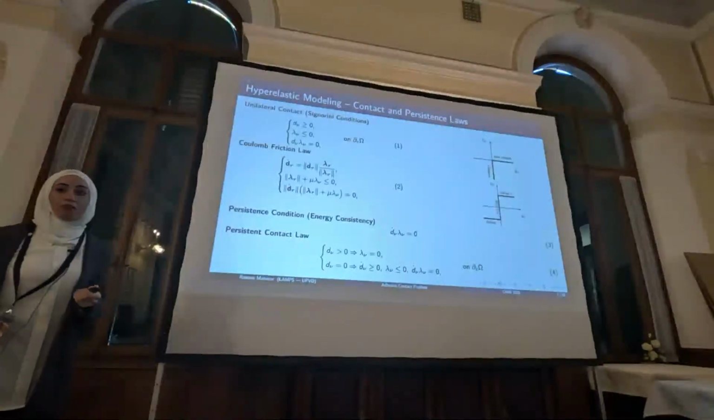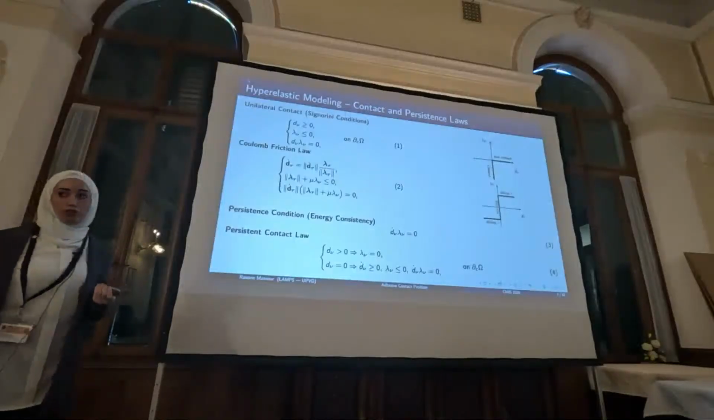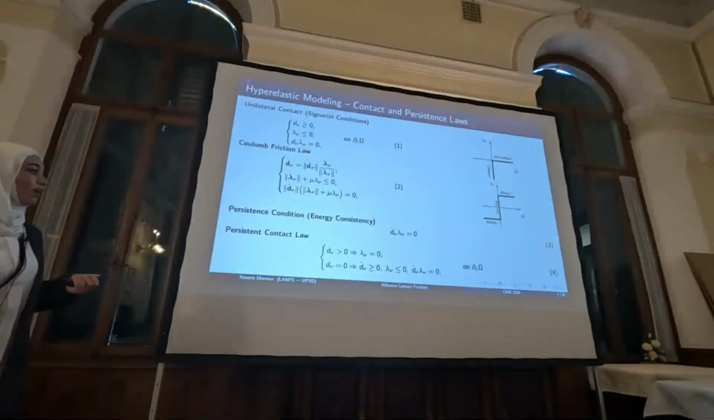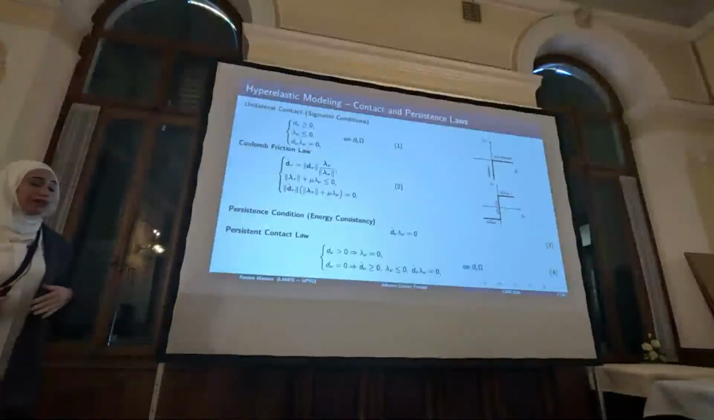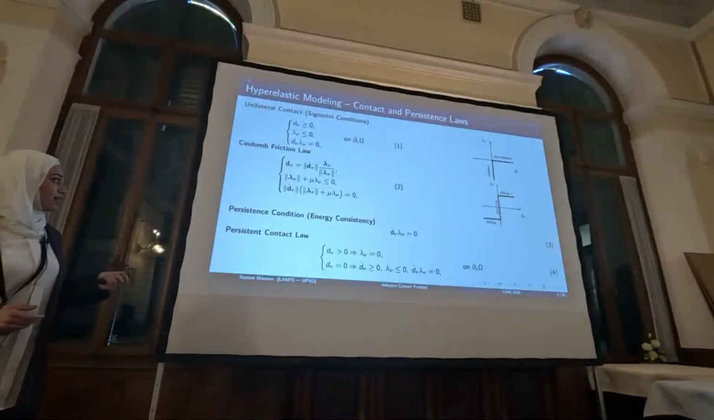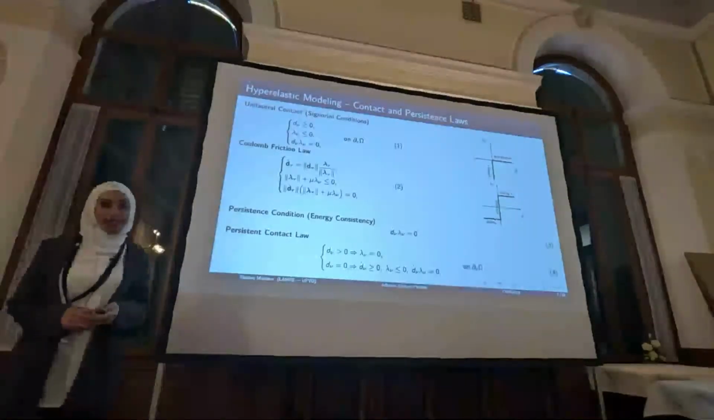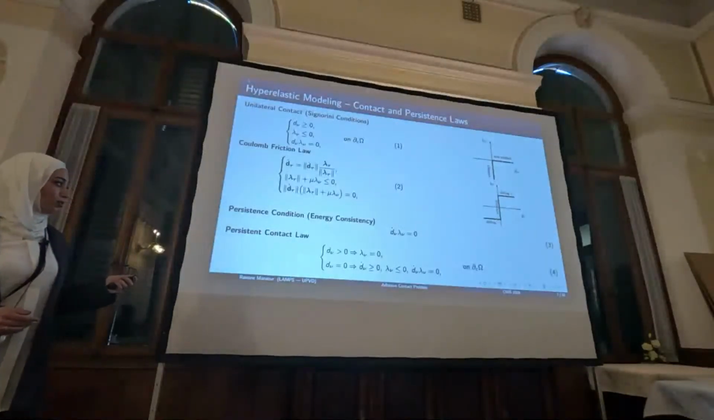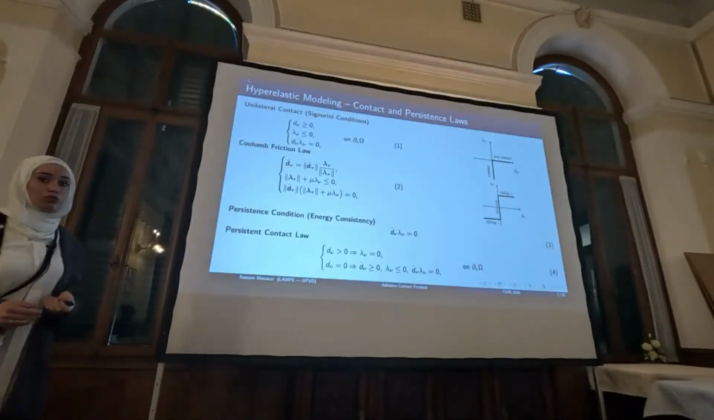Contact is modeled by a unilateral law, while friction is governed by Coulomb friction law. In dynamic condition and with large deformation, these two laws are not enough for energy consistency. Therefore, we use a persistent condition that enforces that the power of contact force is zero, which ensures that contact neither creates nor dissipates energy, giving the persistent contact law.